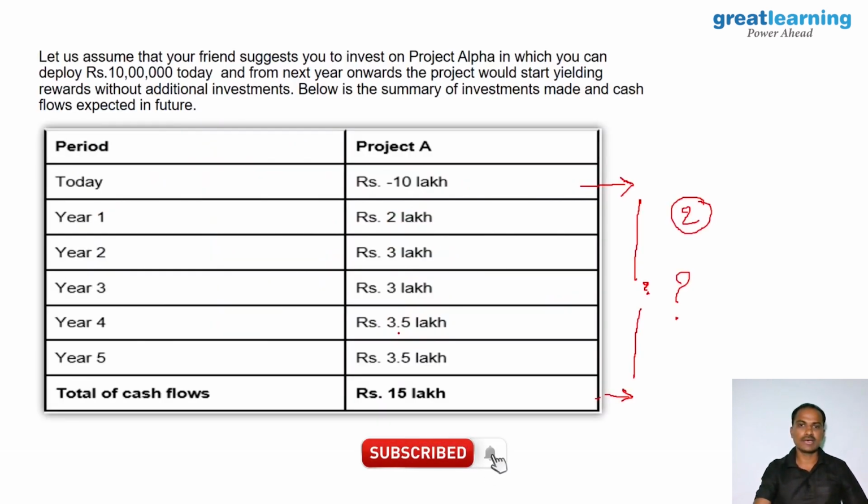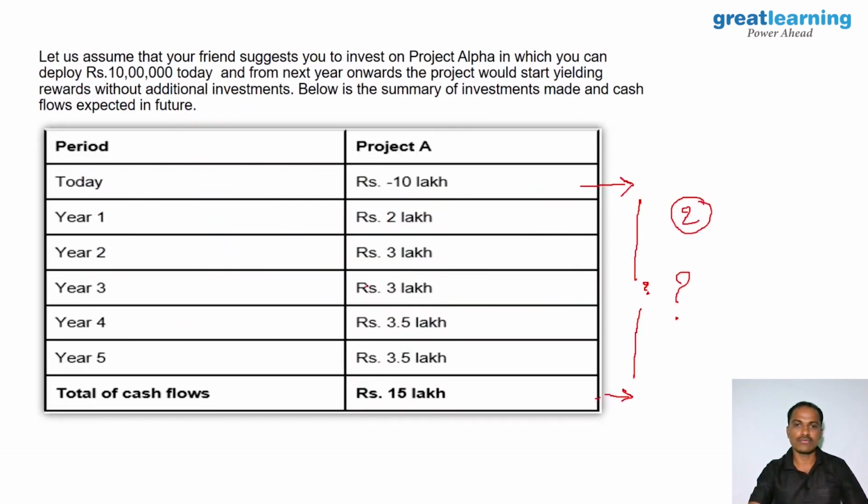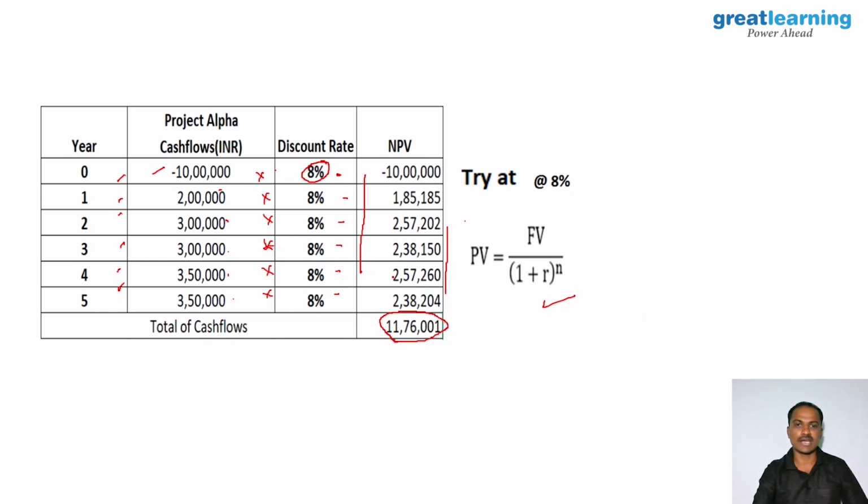Now we need to question ourselves, is this equal to the initial investment? What was the initial investment? It was 10 lakhs. What is it that we have got? The total cash flows at 8%, it is 11 lakhs 76,001 rupees, right? So now the total cash flows are not equal to the initial investment. Now you see, this is very important. When you are taking 8%, your NPV is 11,76,001 rupees.